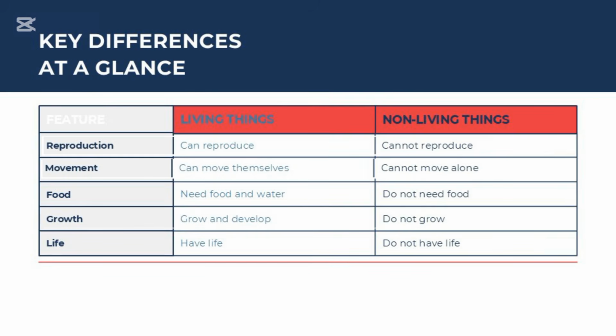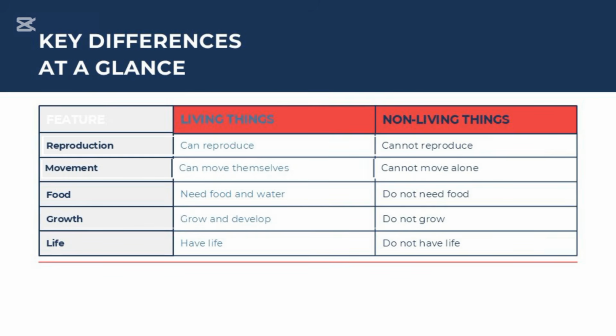When it comes to needs, non-living things do not require food or water. They are inert and don't need sustenance. Living things, however, need food and water to grow, develop, and stay alive. This is central to their growth and maintenance.